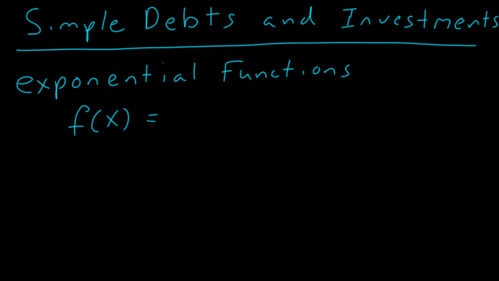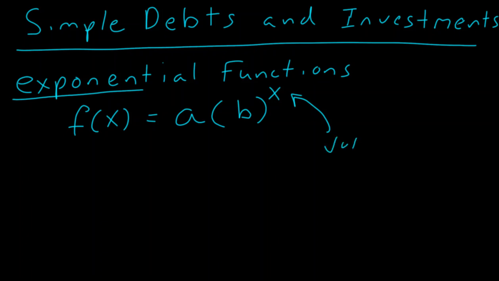Now, we want to know what is an exponential function, since this is the thing that will primarily drive all of our learning. And so we can write out our parent exponential function as a times b raised to the xth power. In fact, this is why it's called an exponential function, because there is a variable in the exponent.